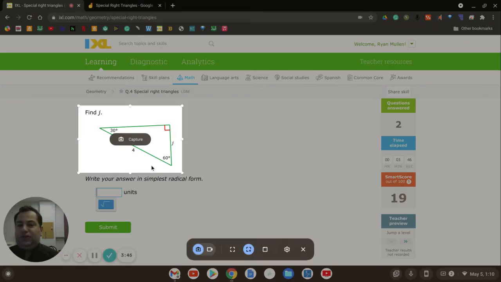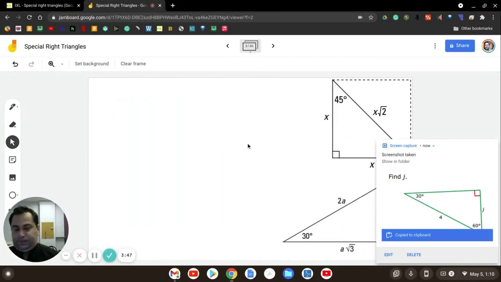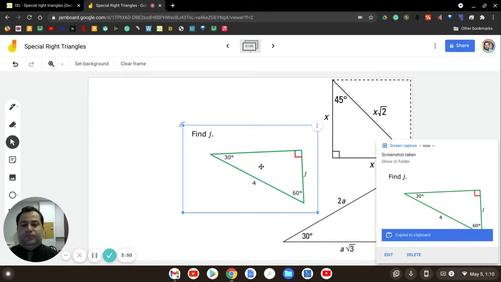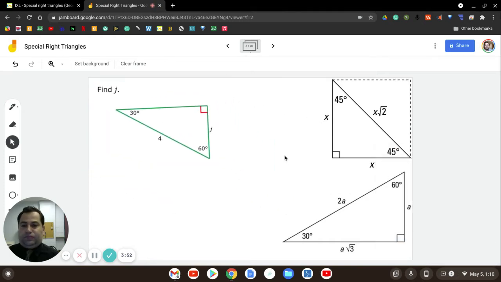All right, take a screenshot. All right, once again, I have a 30, 60, 90 triangle, and I know that 4 is opposite the 90-degree angle. But opposite the 90-degree angle is going to be 2A. So I know that 2A is in 4's spot. So 2A is equal to 4. I can solve for A, right? We just divide by 2 on both sides, and I get A is equal to 2.